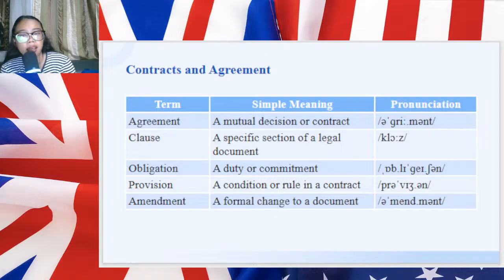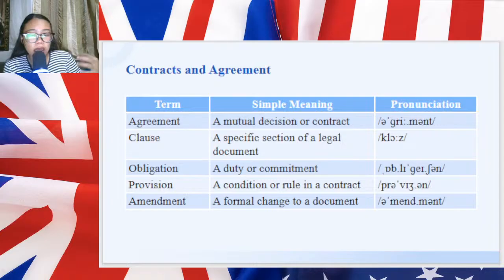Okay. Let's get started with the first set of words, which is on contracts and agreement. So the first word here is agreement. This is a mutual decision or contract. So it is a shared understanding and acceptance of specific terms between two or more parties, often but not always, legally binding. So an agreement forms the basis of any contractual relationship. It signifies that all involved parties have discussed and consented to the same set of conditions.